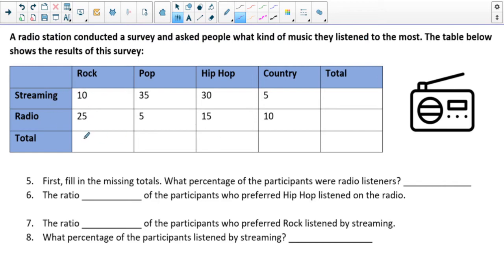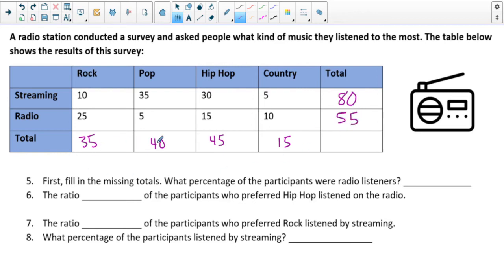10 plus 25 is 35. 35 and 5 is 40. 30 plus 15 is 45. 5 plus 10 is going to be 15. And then also going this way, 10 plus 35, 30, and 5, adding all those together is 80. 25 plus 5 plus 15 plus 10, adding all that up is 55.